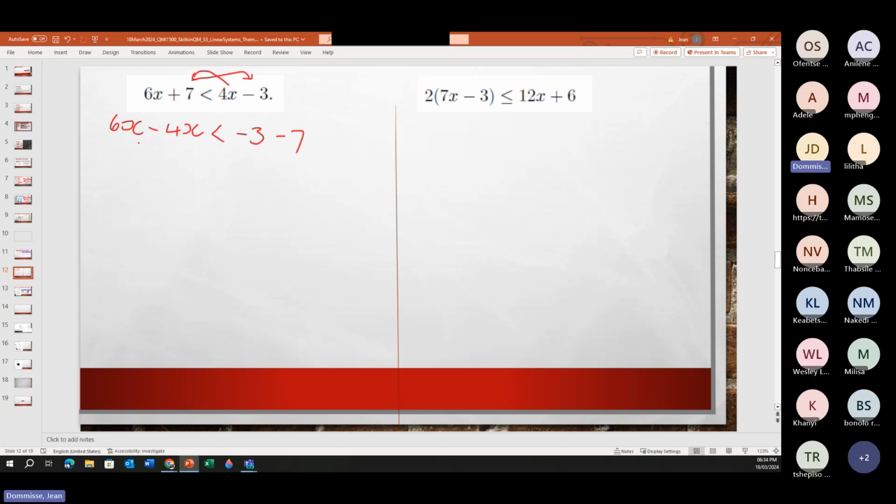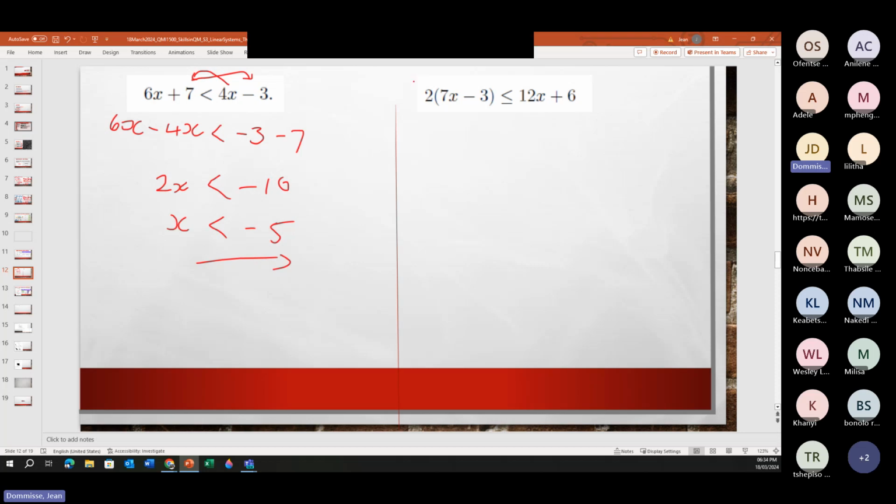Then it is 6x minus 4x, which is 2x, smaller than minus 10, which then gives you x, if you divide by 2 on both sides, equal to minus 5. Okay, exactly the same as you would have done if there was an equal sign. You would have done the same practice. The only difference now is that we're sitting with an inequality sign.